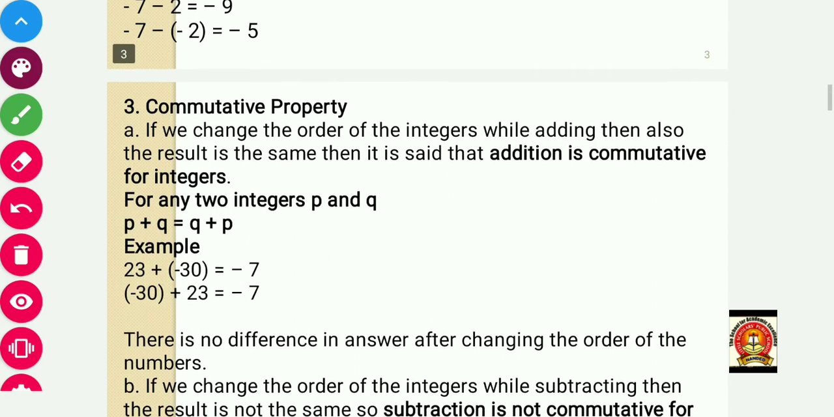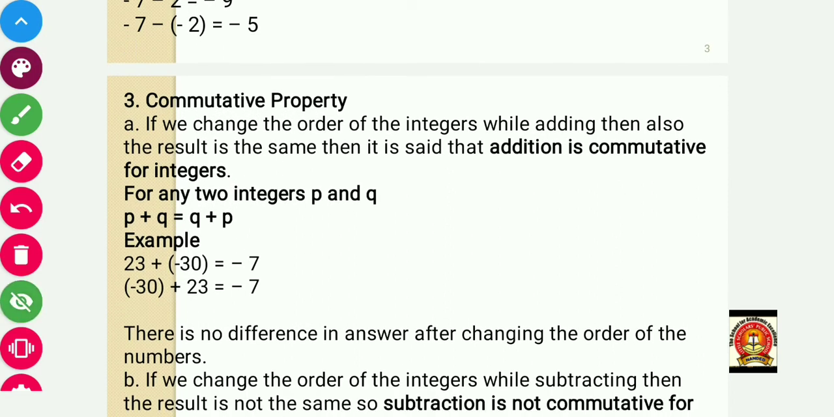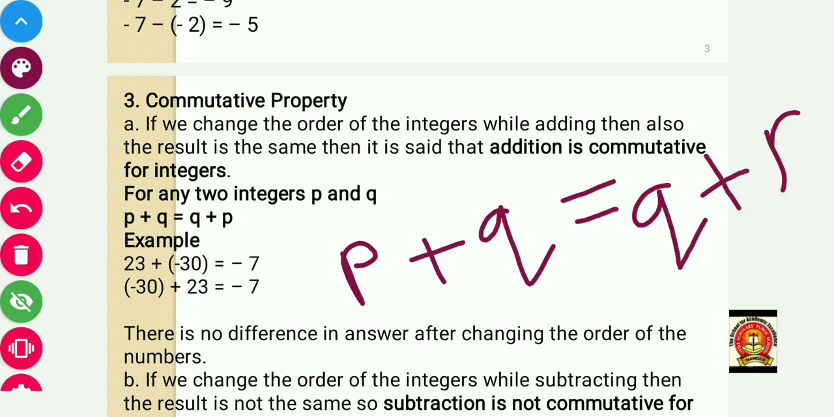Now next we are having commutative property. If we change the order of the integers while adding, then also the result is the same. So in addition, when you are going to do addition, the order does not matter. Like I want to add p with q. The result is going to be the same as q added to p. So for any integers p and q, p plus q is equal to q plus p. The order change does not give a different result.